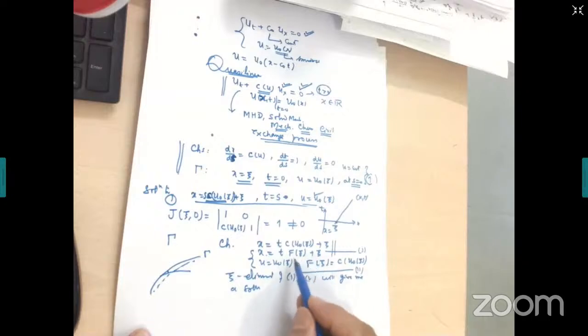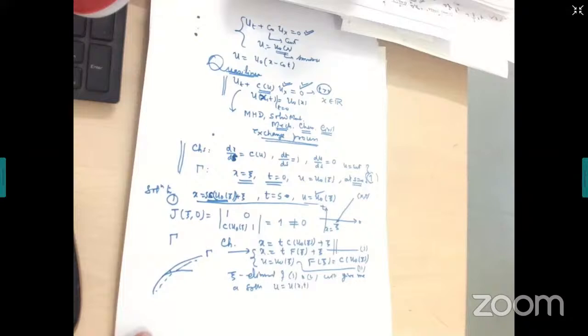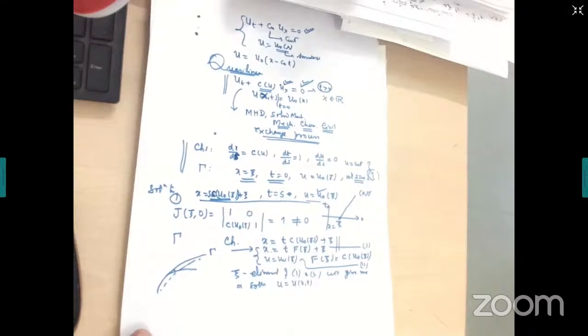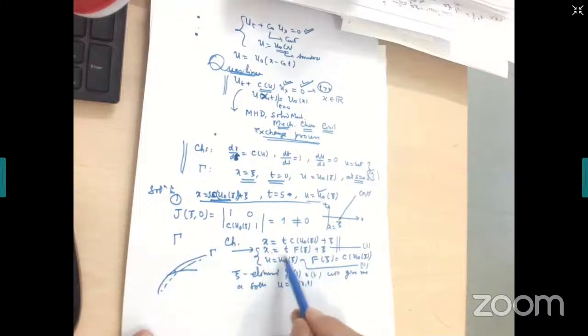Now you tell me, is it always possible to find xi as a function of x and t from 1? Please tell me, is it always possible to express xi as a function of x and t from 1? Not always. No, because you see, again, it is an implicit function that you have to see. You have to make use of the implicit function theorem because it's implicitly involved.